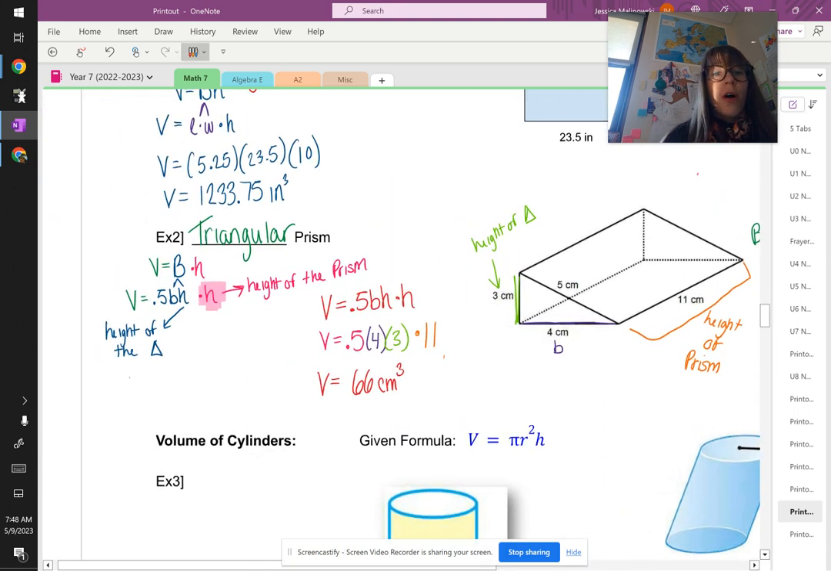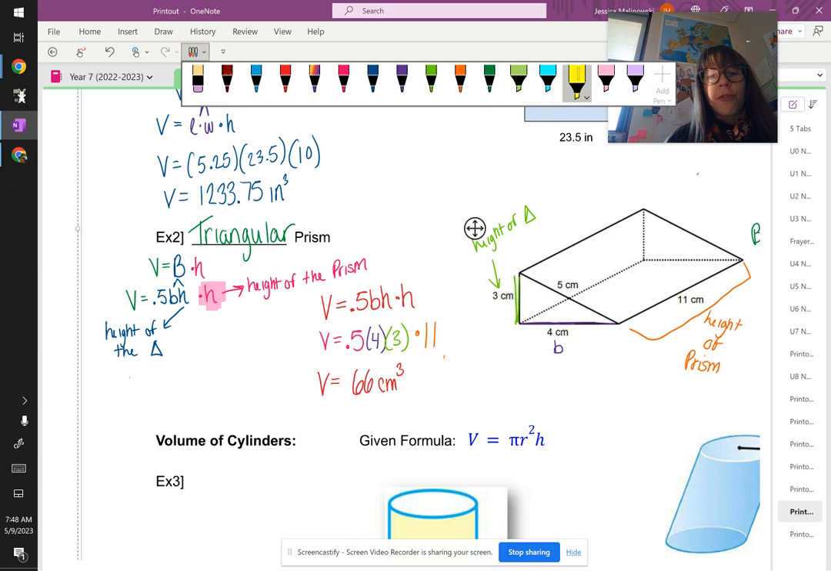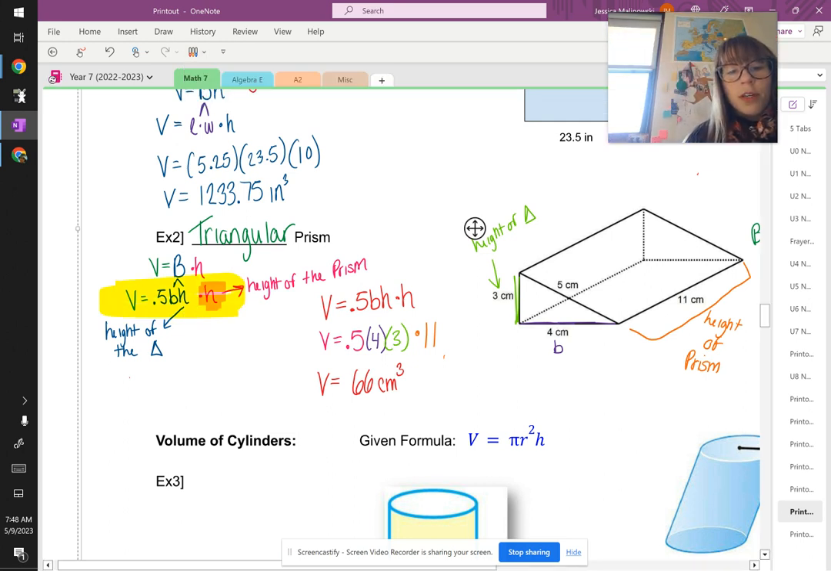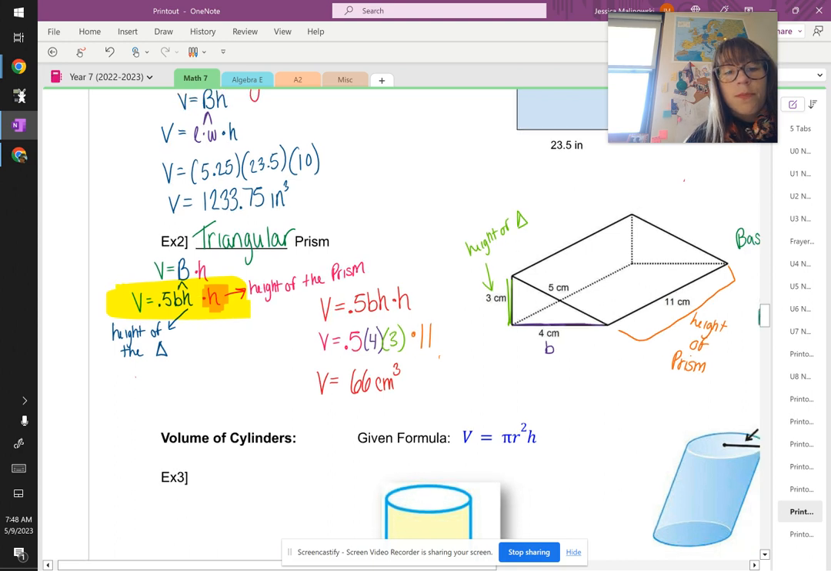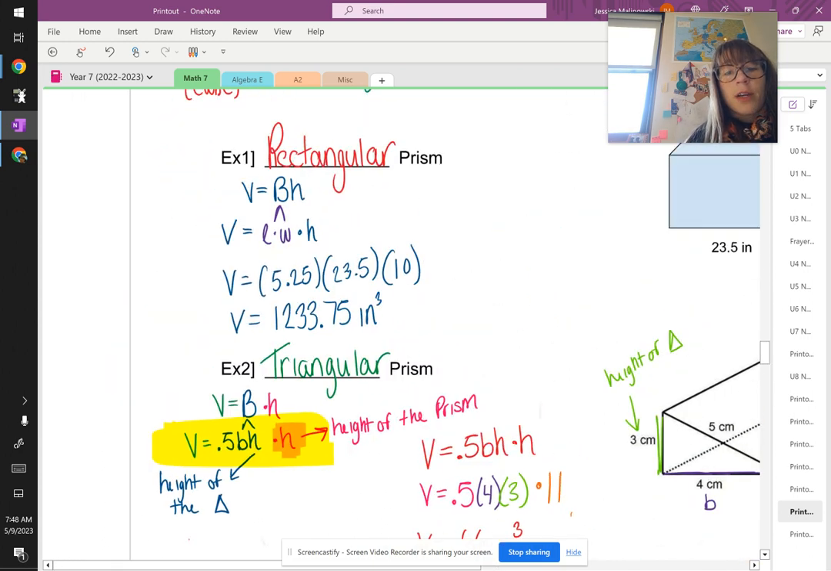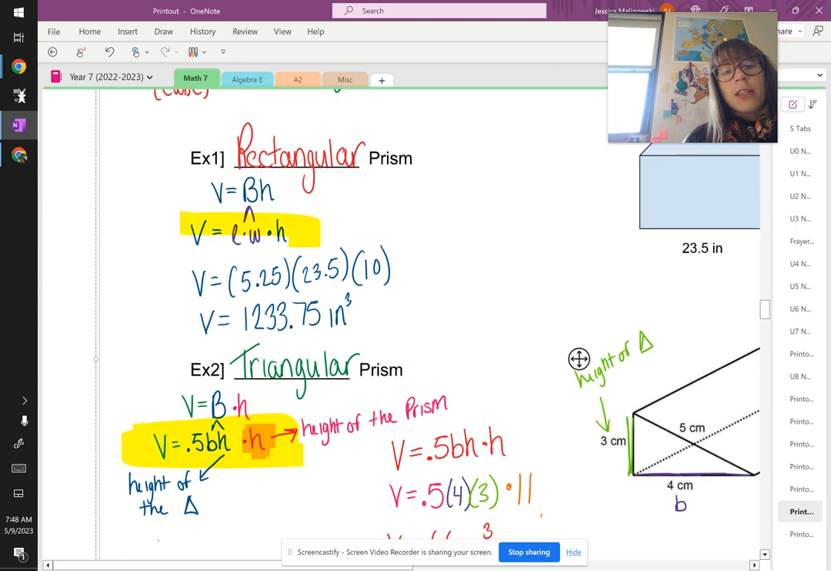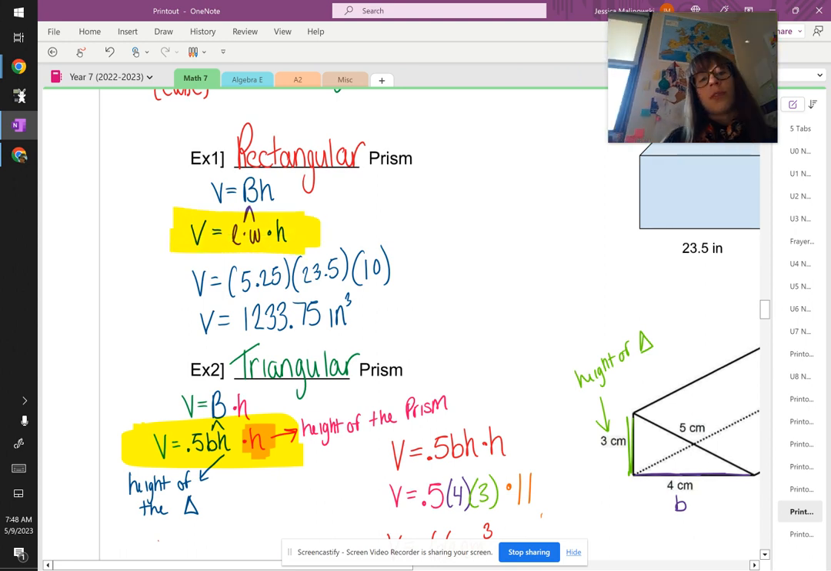So just wanted to pause and highlight your main formulas here. This is your main formula that you're using for a triangular prism, that 0.5 base times height. And for a rectangular prism, volume equals length times width times height.